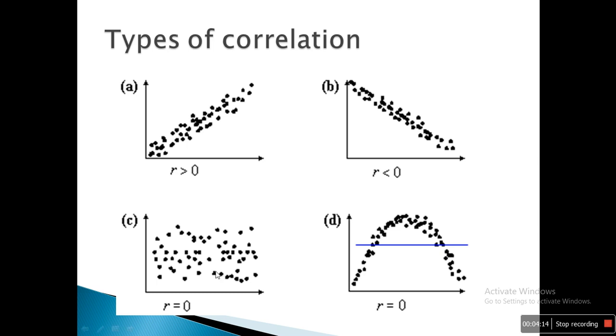The third one is the diagram where the value of R is 0. R is 0 means that there is no relationship between two variables, which means the value of one variable does not affect the value of another variable. For example, you can take an example like an increase in temperature decreases the usage of, we can say, woolens.